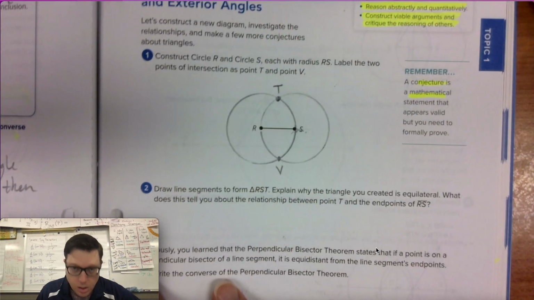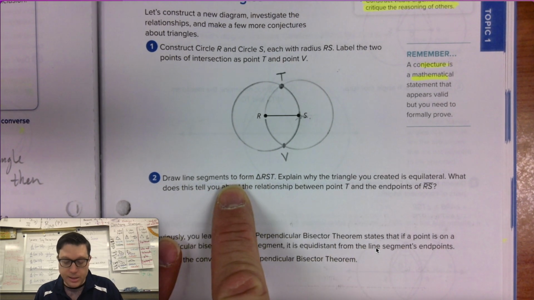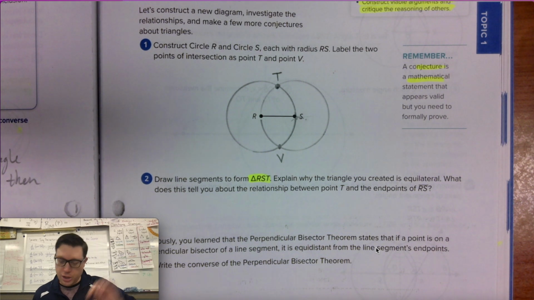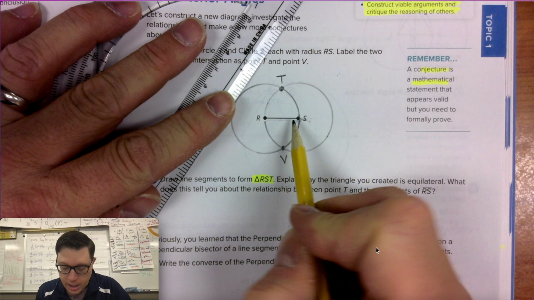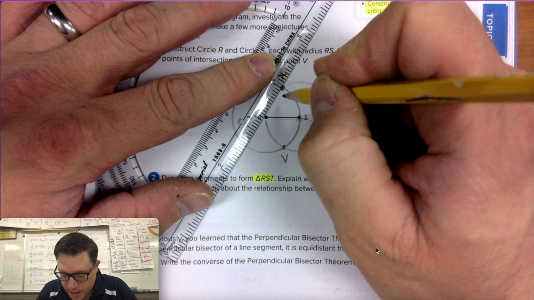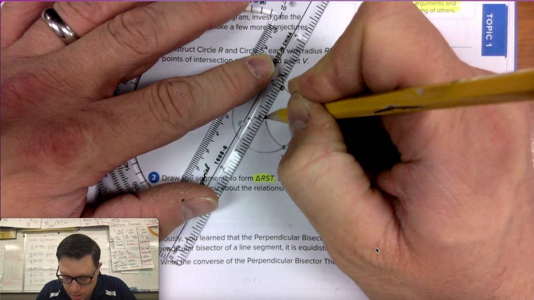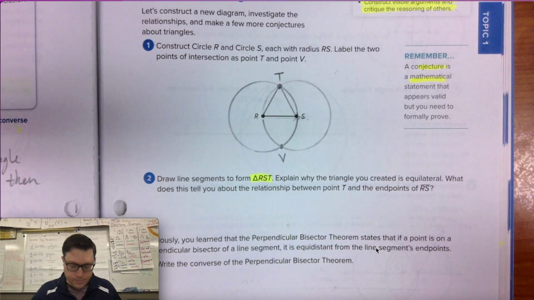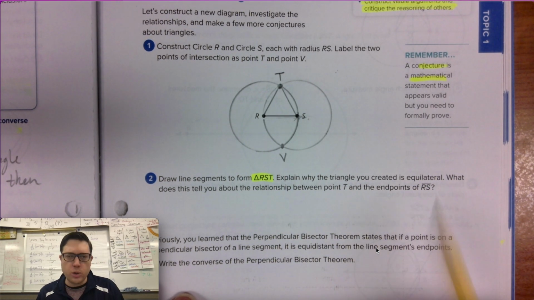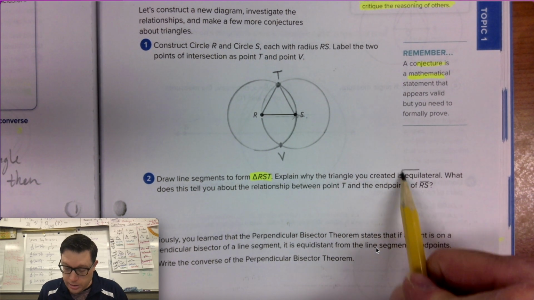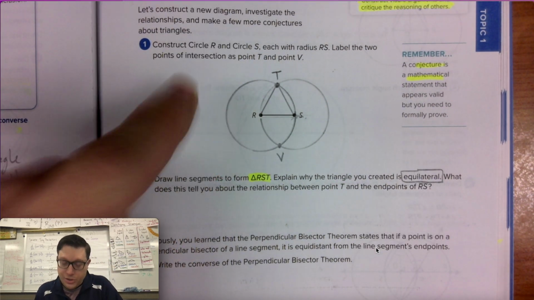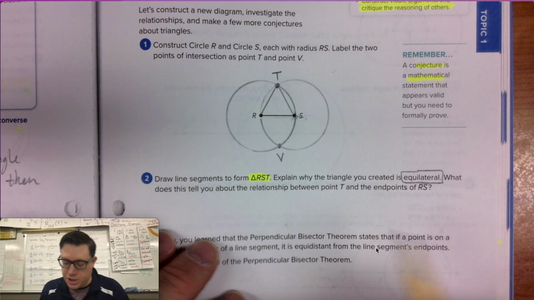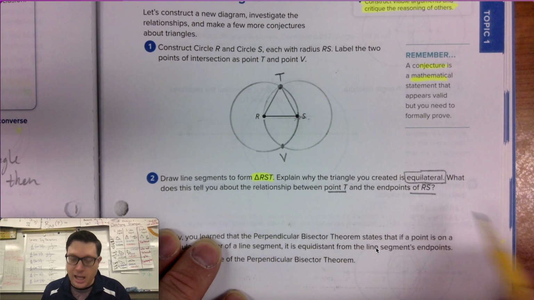All right. Number two, draw line segments to form triangle RST. So your straight edge, RS is already drawn in, but we need to draw in the other two line segments, RT and TS. There we go. Explain why the triangle you created is equilateral. Did you think about that when you were creating it? This is absolutely a test question. What does this tell you about the relationship between point T and the end points of RS?